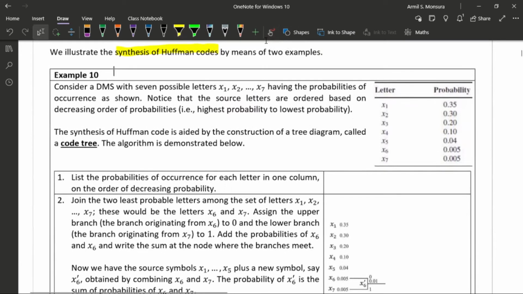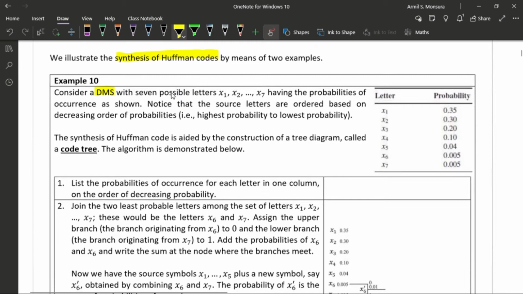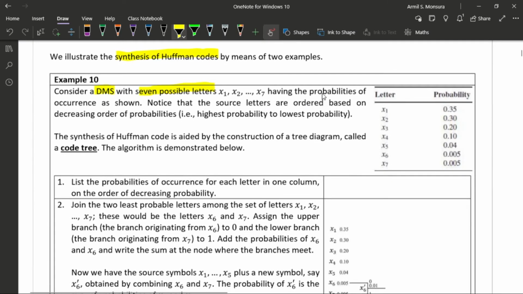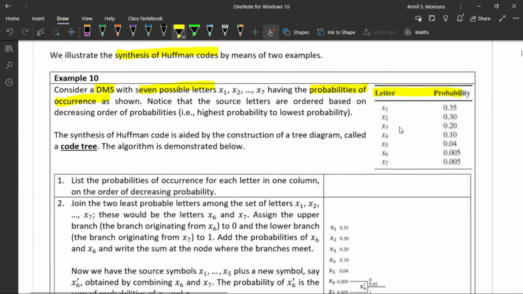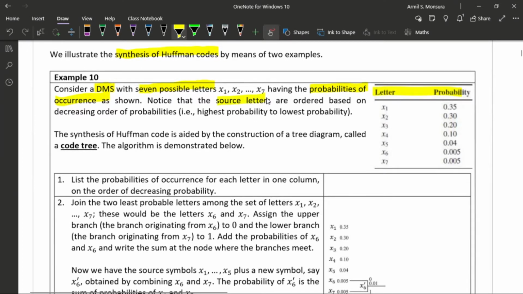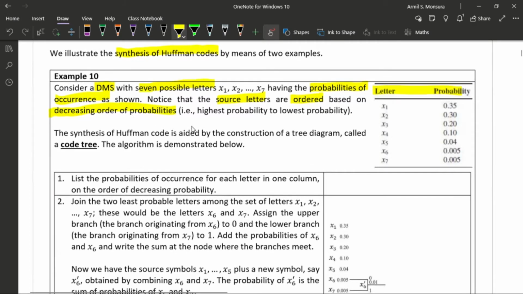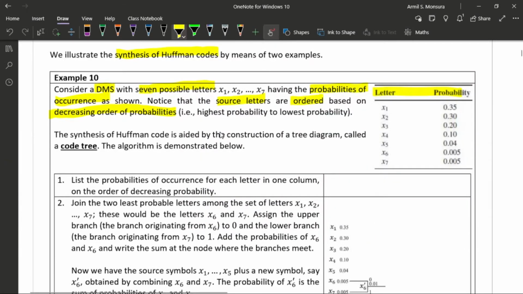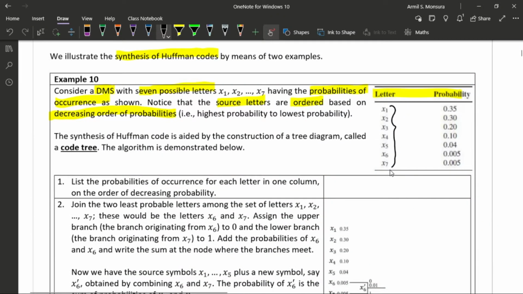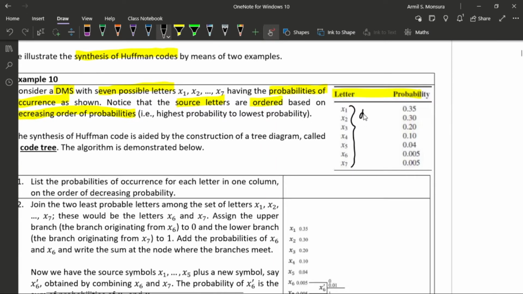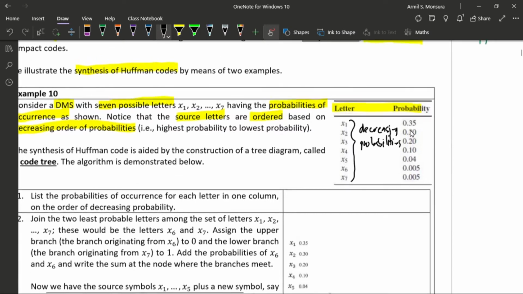First, let's consider a DMS with 7 possible letters, X1 up to X7, having the probabilities of occurrence as indicated in this table. We notice that the source letters are ordered in decreasing order of probabilities, which is what I was stating in a previous discussion. When we implement an algorithm that uses probabilities of occurrence as a basis, we have to arrange the letters in terms of decreasing probabilities. We can see that in this table.